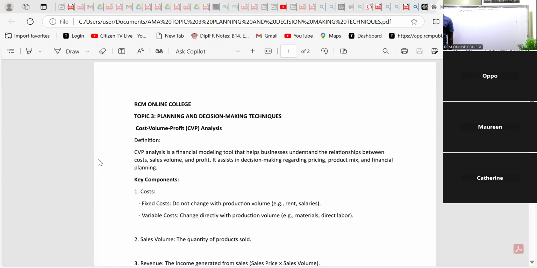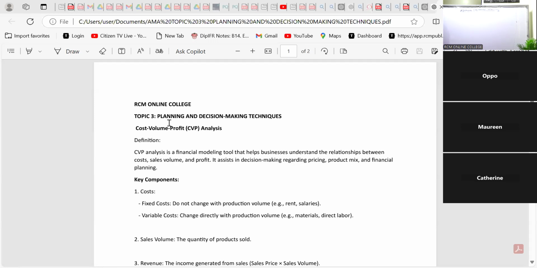Topic number 3 is called planning and decision making. Very popular and very easy to follow. Anybody will be able to follow this really. So we are told here, topic 3, planning and decision making techniques.